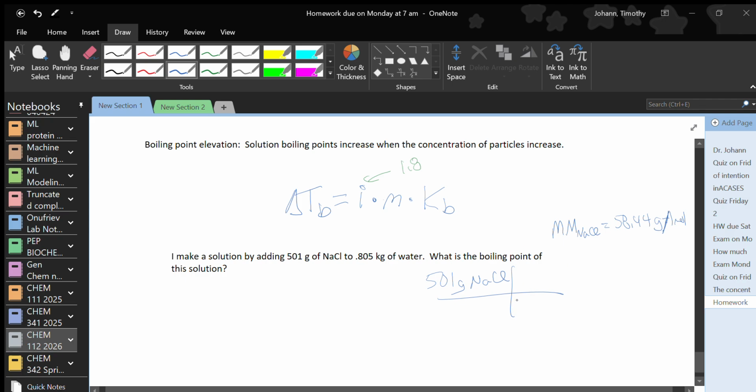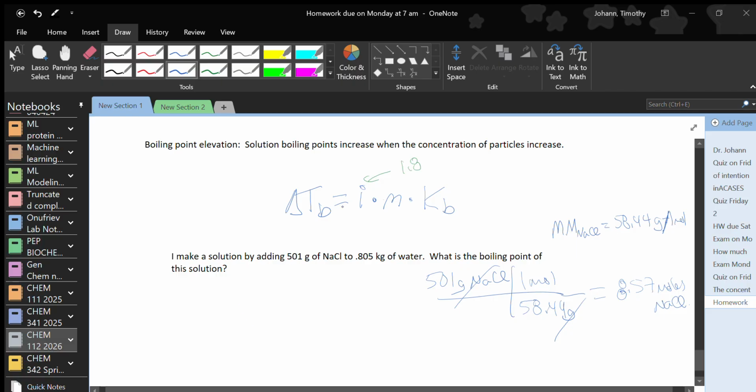The molar mass on the bottom. The 58.44 goes with the grams, and that is equal to 1 mole. Grams cancels with grams, and then I get something like 9 or 8 or something. Did somebody else do it already? 8.57 moles of sodium chloride. Okay, so we get lots of moles. We'll hopefully get a big change here.